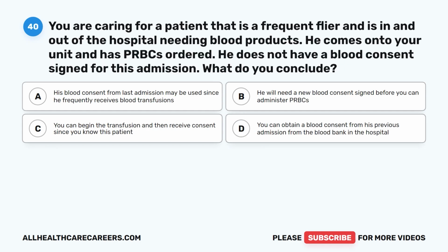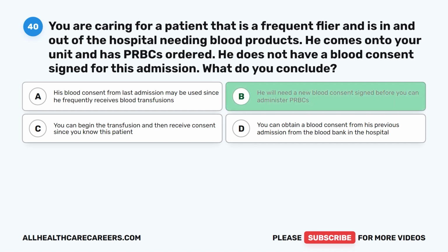Question 40. You are caring for a patient that is a frequent flyer and is in and out of the hospital needing blood products. He comes onto your unit and has PRBCs ordered. He does not have a blood consent signed for this admission. What do you conclude? A. His blood consent from last admission may be used since he frequently receives blood transfusions. B. He will need a new blood consent signed before you can administer PRBCs. C. You can begin the transfusion and then receive consent since you know this patient. D. You can obtain a blood consent from his previous admission from the blood bank in the hospital.